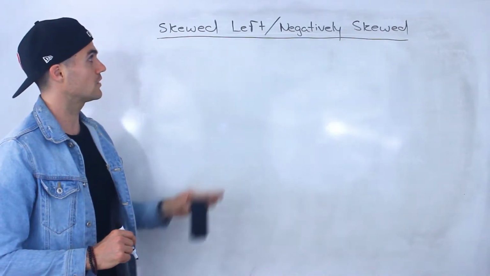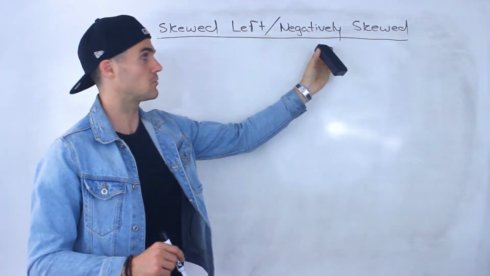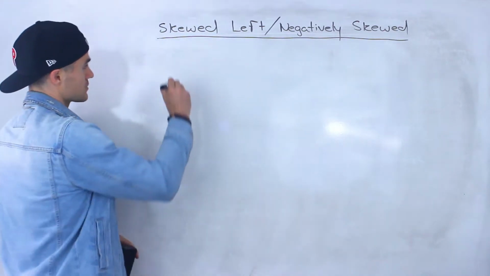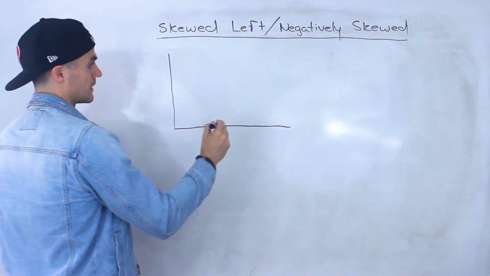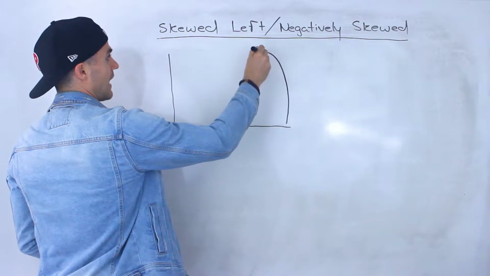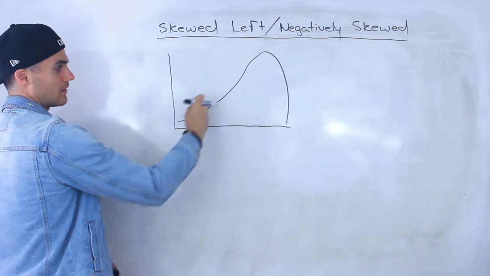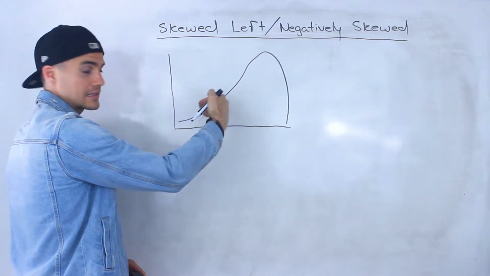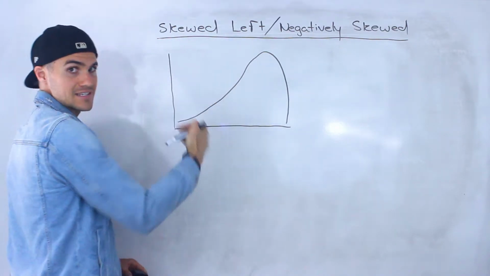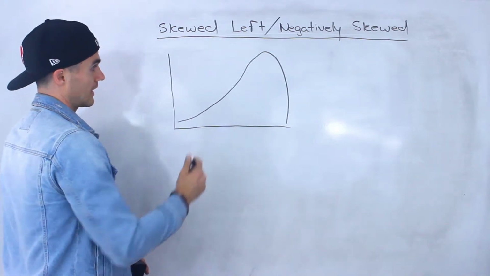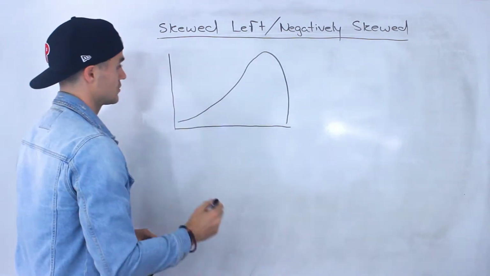So the first case I want to go over is if a distribution is skewed left, and another way to say it is that it's negatively skewed. Both of these mean the same thing. Starting with a density curve, the way that it's going to look is that you're going to have a peak on the right side, and then you're going to have this tail extend out to the left or to the negative side. That's why it's called being skewed left. It's where that tail is extending out to. This is how a density curve looks for a distribution that is skewed left.